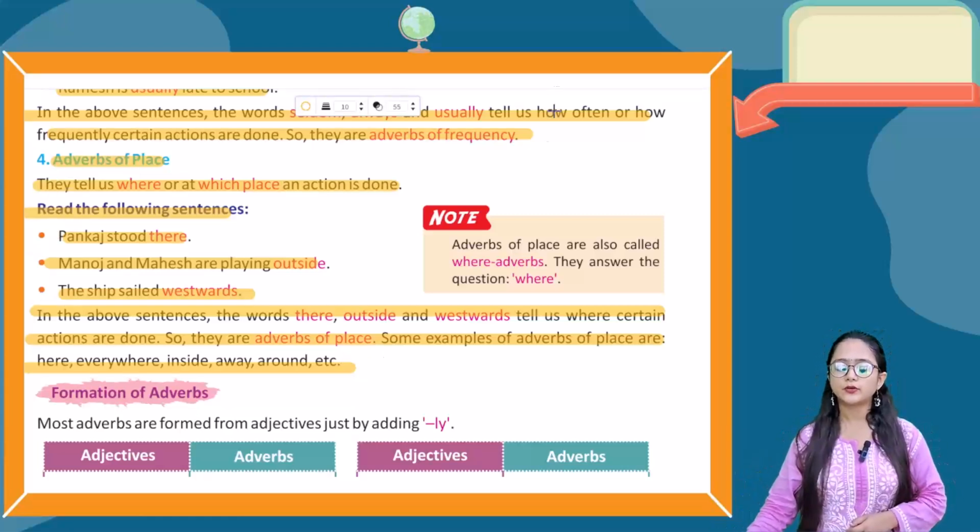Okay, now before going further, there is a note. Adverbs of place are also called where adverbs. They answer the question where. That's why they are known as adverb of place.